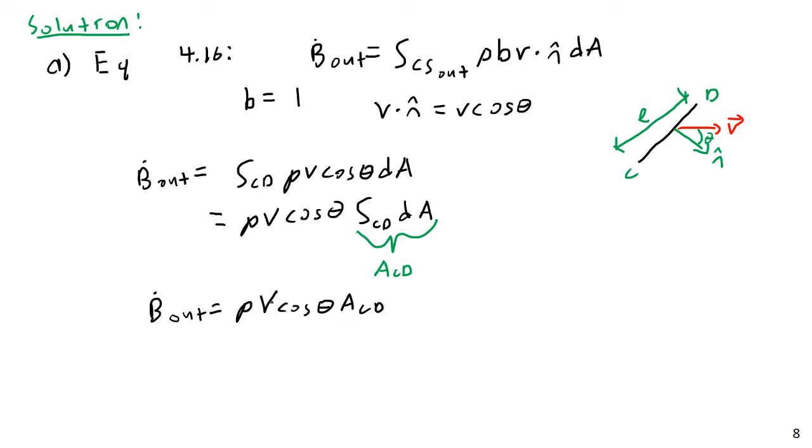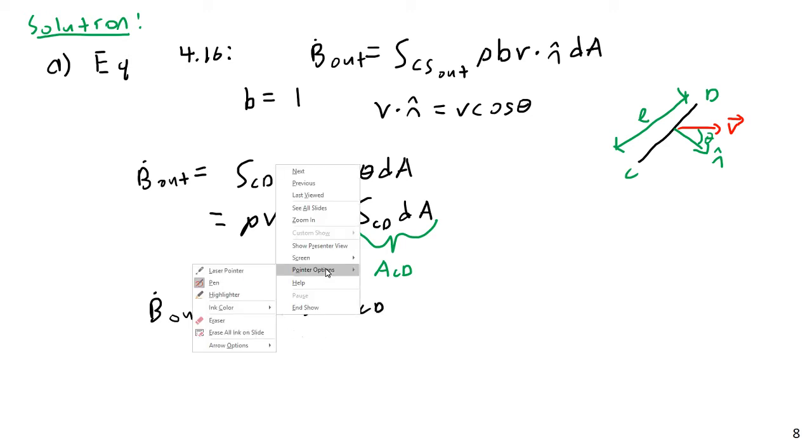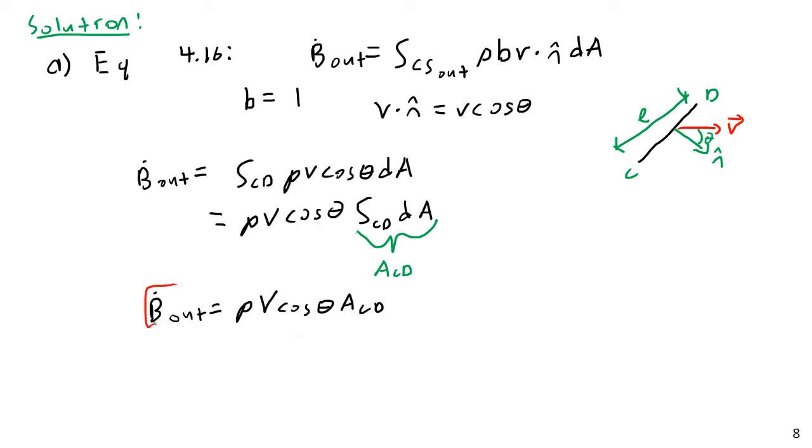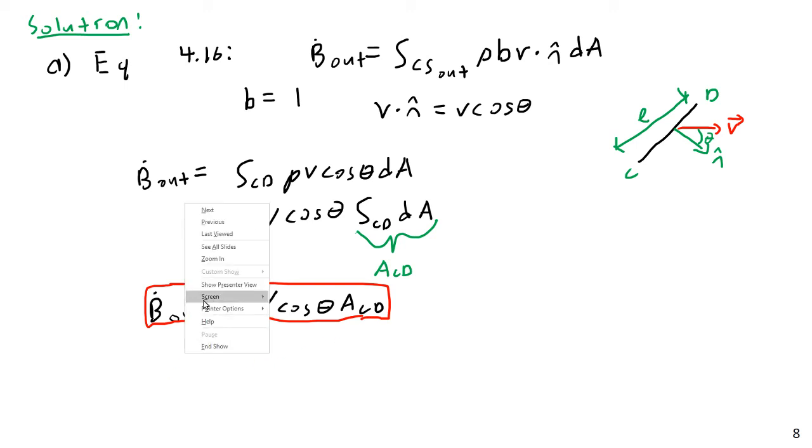Rho v cosine theta ACD. So that's sort of our governing equation, rho v cosine theta area CD. Then, let's say I accept... so that's one equation. I don't know, maybe I shouldn't have boxed that, but that's okay. Let's see what this does.